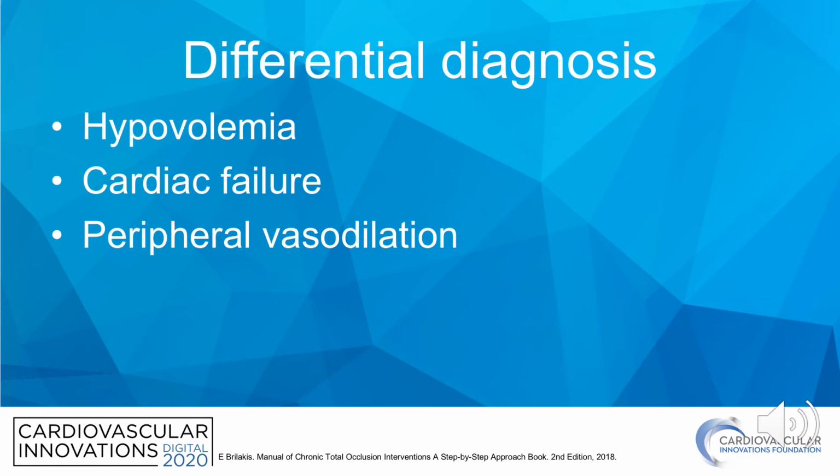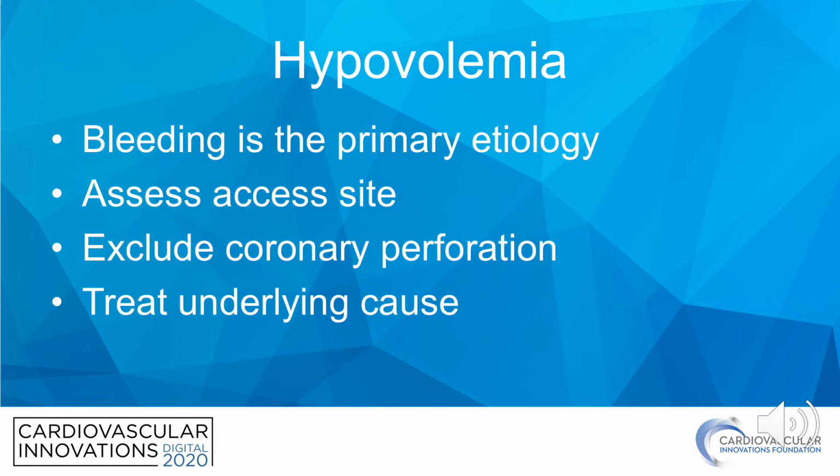Working through your differential diagnosis may be simplified if you divide the differential into these three main components. There's hypovolemia, cardiac failure, or peripheral vasodilation. With hypovolemia, bleeding is the primary etiology. It's important to check always the access site and rule out any access-related bleeding. You also want to exclude coronary perforation, both at the source of the lesion and for any distal wire perforation. And then you want to treat the underlying cause.